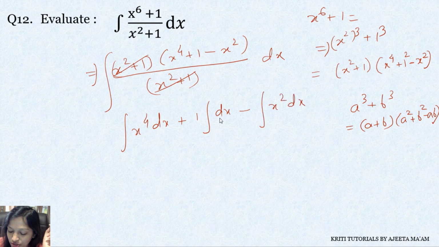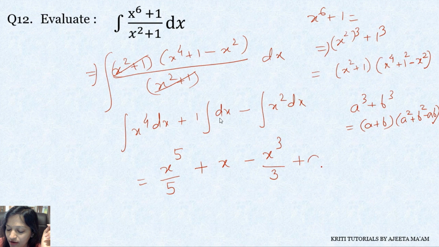Now again the power rule is to be used here. So x raised to 5 upon 5. Now here we have x only, and here again the power rule. So that is our final answer. So this is how we are integrating the basic questions using the identities and all. Right? Clear?